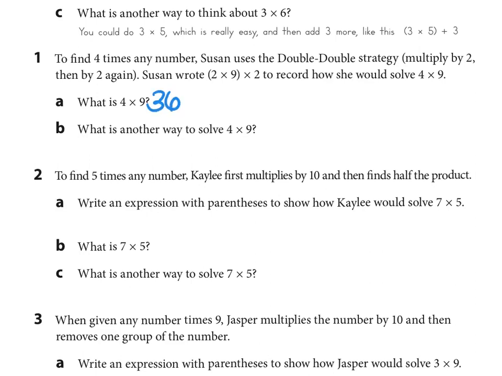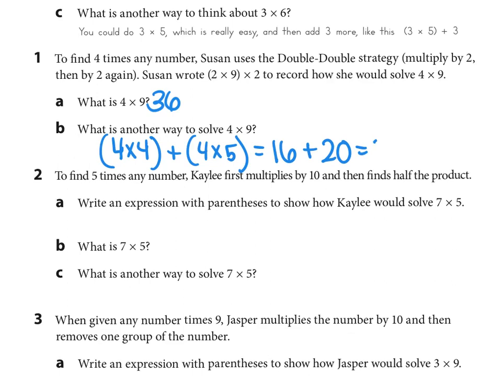And then B says, what is another way to solve 4 times 9? So maybe you can break up that 9 and you can think 4 times 9 is 4 times 4 plus 4 times 5. And then we know that 4 times 4 is 16 and 4 times 5 is 20. So then we're thinking 16 plus 20 equals 36. So that's another way of thinking of 4 times 9.